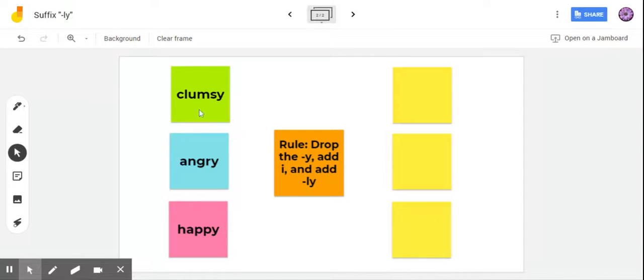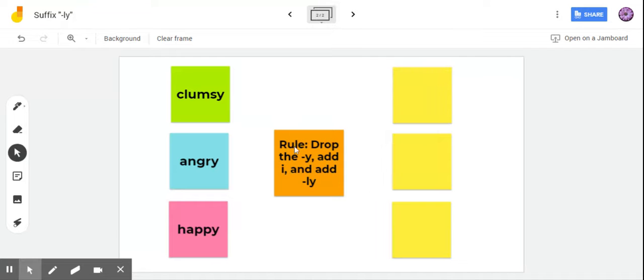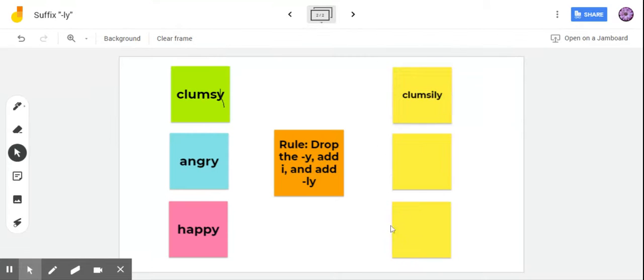So let's say I wanted to use the word clumsy, but I wanted to describe how I tripped over, I don't know, the rock on the floor. I could say I clumsily tripped over the rock on the floor. The rule is that I drop the Y, I add an I, and I also add the suffix ly. So I drop the Y, add my I, add ly. I click save.